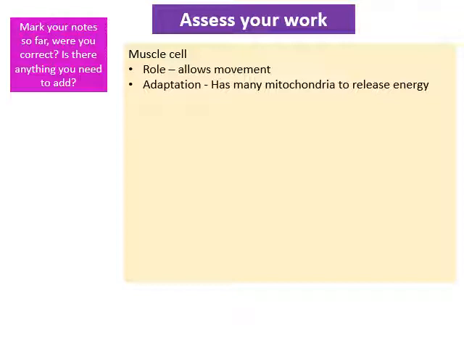I think when we teach this usually, you guys tend to have quite a lot of prior knowledge about this kind of topic, because people do have general knowledge about organ systems in the body, don't they? So you probably do know quite a bit about this. So a muscle cell allows movement. Its adaptation is that it's got a lot of mitochondria to release energy. So you should be thinking back to the other cells recap lessons we've done for home learning.